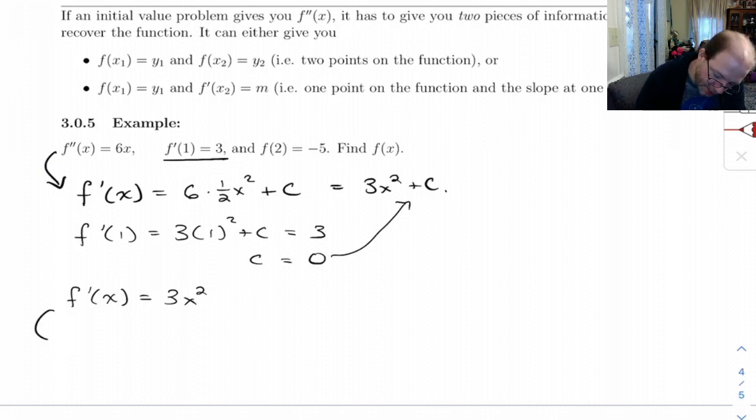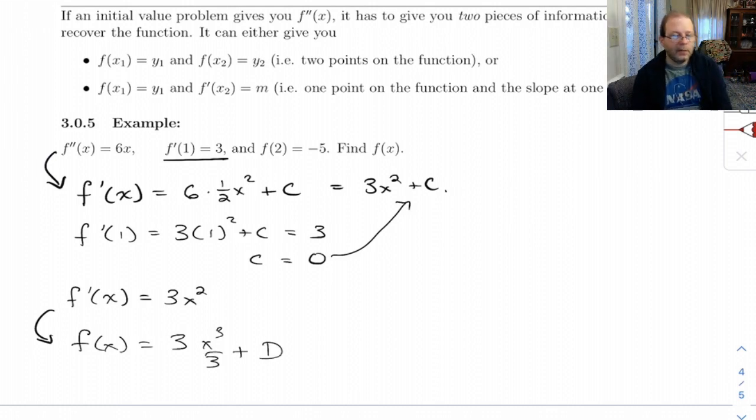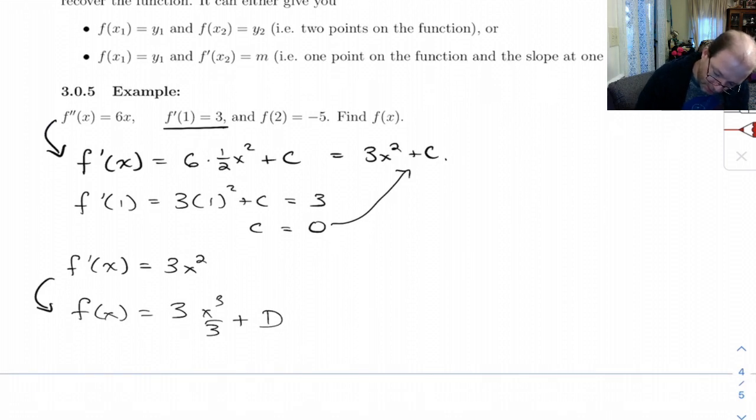Now I'm going to take the antiderivative one more time. f of x, the antiderivative of this: 3x squared is going to give me x cubed over 3, plus another constant. I'm going to call it d. And so of course, the 3's cancel. I get x cubed plus d.